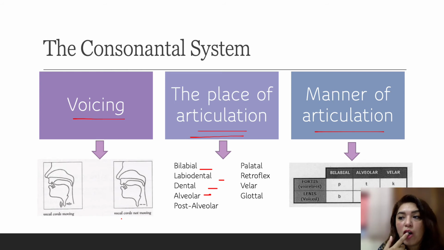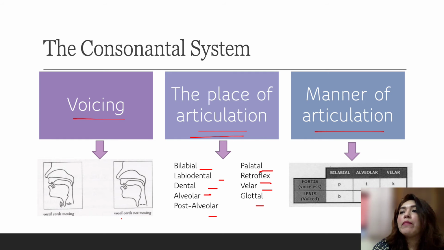The tip of our tongue is just behind the top of the teeth. So we produce the th, for example, thumb. And the post-alveolar, the sound is like SH. Other examples that we have here are the palatal, retroflex, uvular, and glottal.